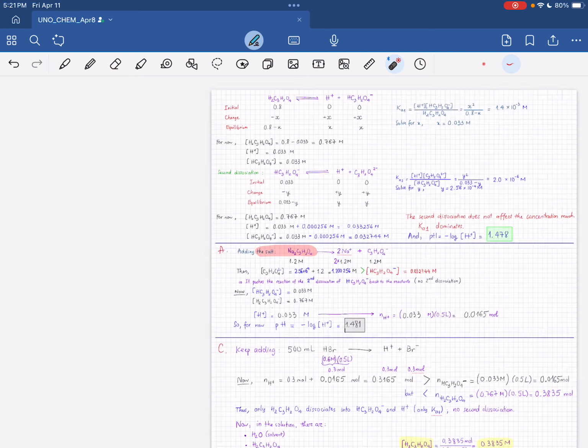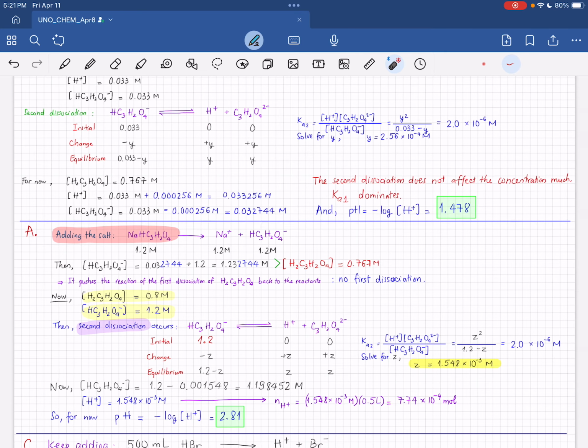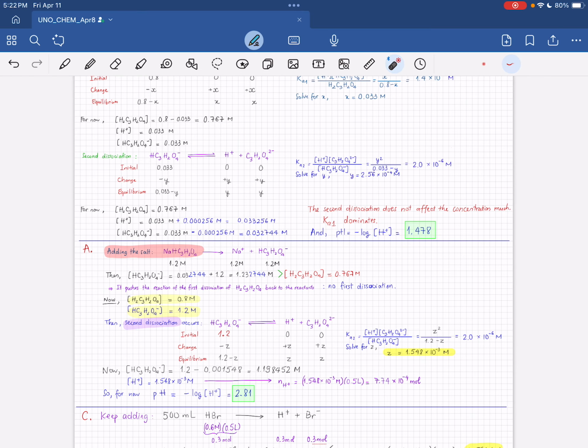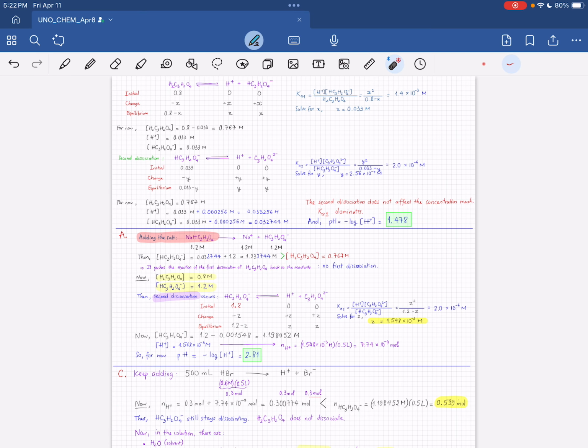So, conclusion: if the salt added is a malonate salt, then this is the pH. But if the salt added is a hydrogen malonate salt, then this is the pH. Please let me know if you have questions. I know this question is kind of complicated, but if we follow step by step and try to see what really happened in the solution, according to the timeline, then things will make more sense, right?